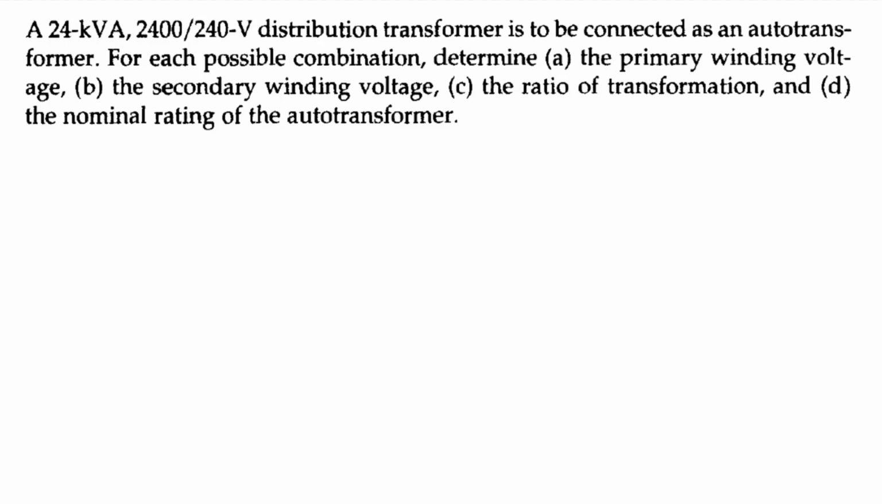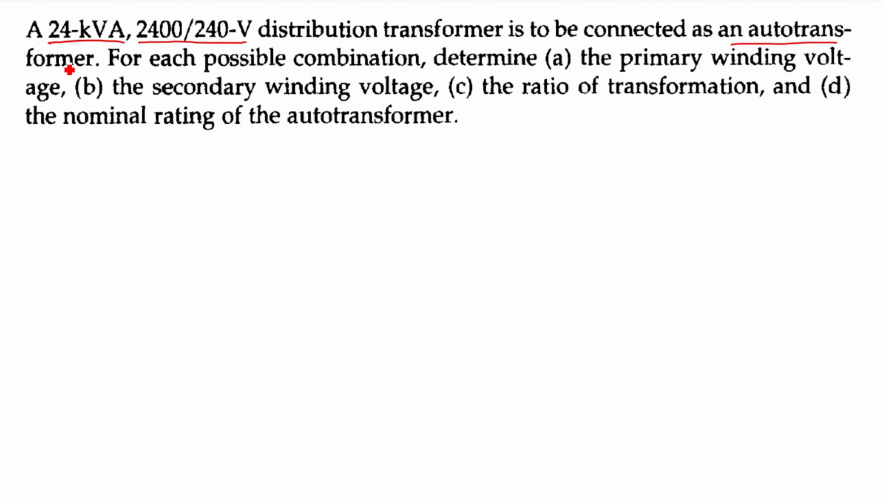This problem is, so there is a two-winding transformer which is having a rating of 24 kVA, right? And the voltage rating is 2400 by 240 volt. That means it's a step-down transformer. It's a distribution transformer. In fact, all the distribution transformers, they are step-down in nature. And it is to be connected as an autotransformer.